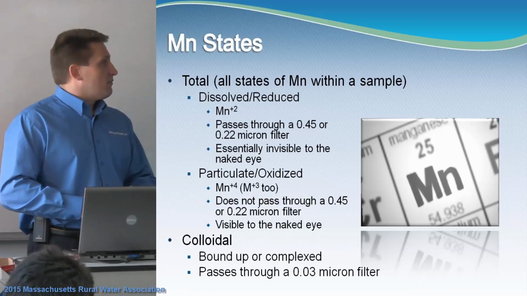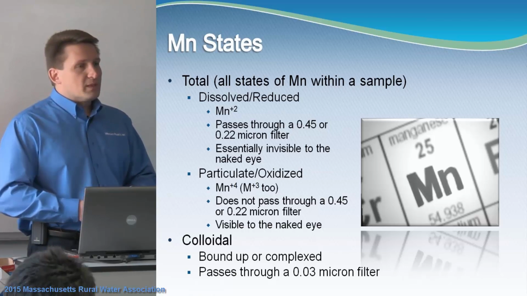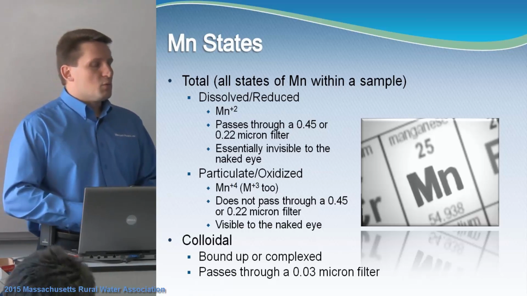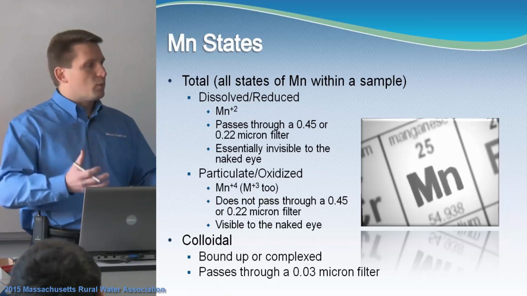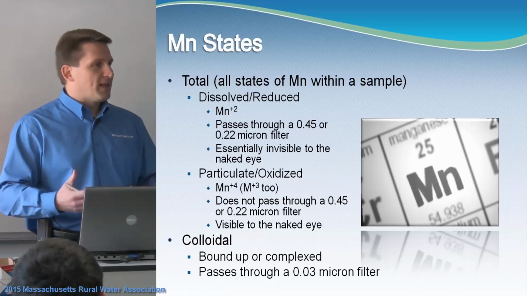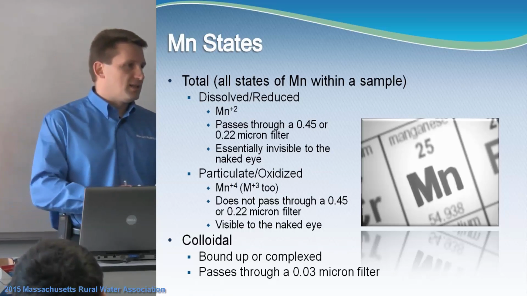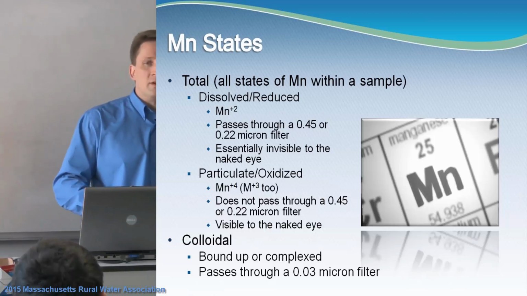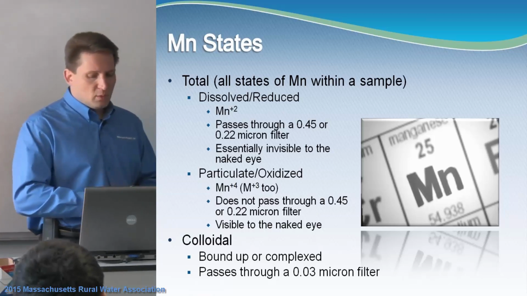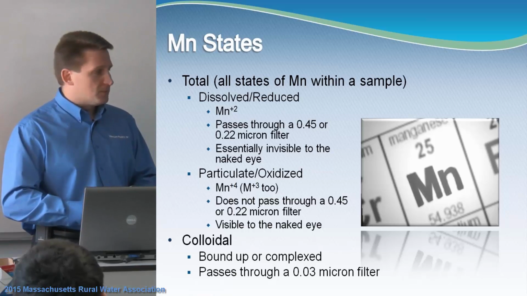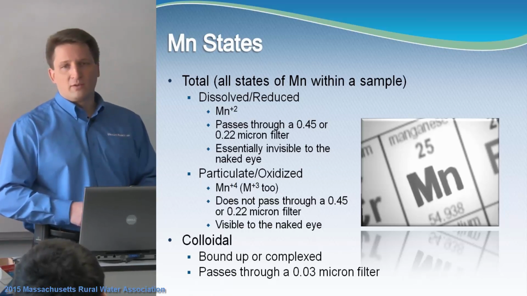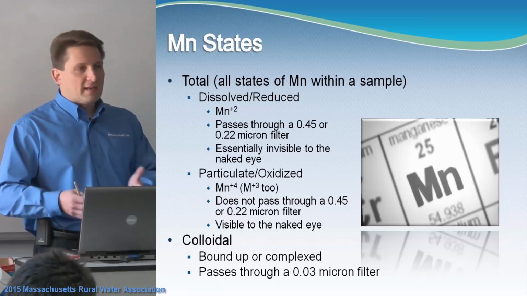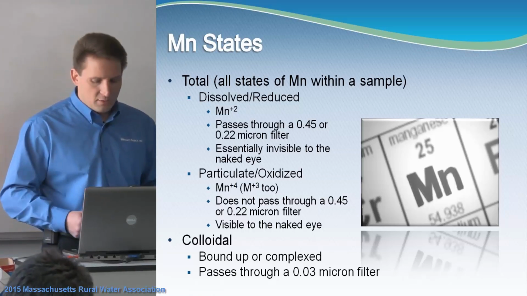Colloidal is another state of manganese. It's important when it comes to treatment because it makes it very difficult to remove. Colloidal is basically manganese that is bound up or held in place by organics, like if you have natural colors in your water, leaves, humics, things of that nature. We'll get to that later in the presentation. That one can actually pass through a 0.03 micron filter, so even a smaller filter. That tells you that at that state it's very difficult to remove.